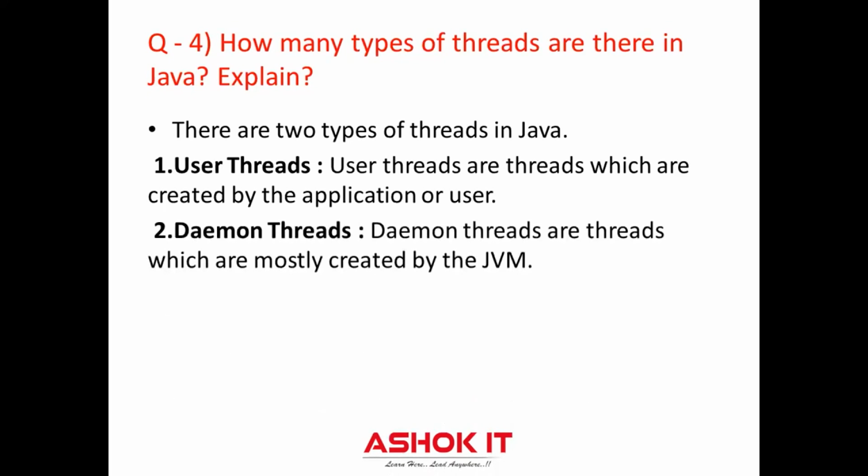And daemon threads are the threads which are mostly created by the JVM, and these threads always run in the background, most important. These threads are used to perform some background tasks like garbage collection. And these threads are low priority threads. JVM will not wait for these threads to finish their execution. JVM will exit as soon as all user threads finish their execution.